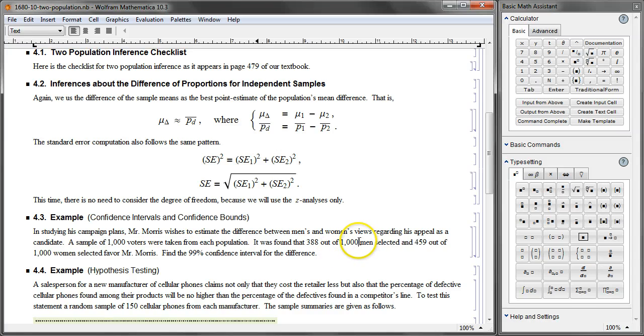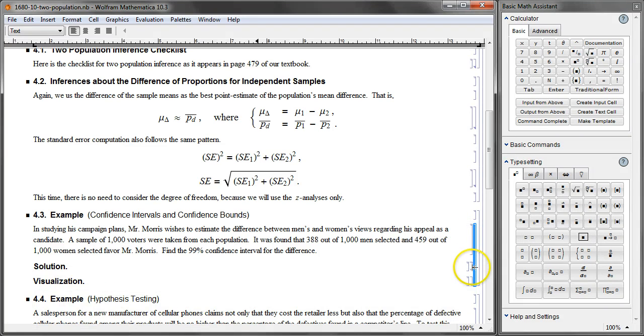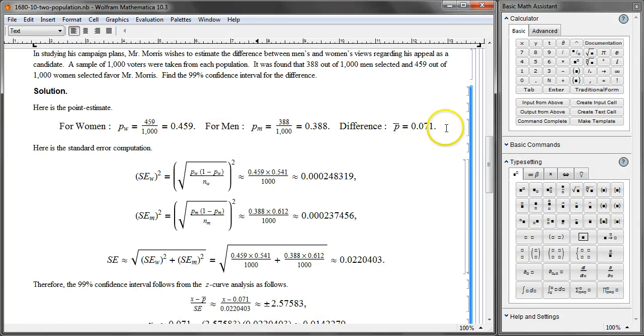Well, observed proportion for men is 388 over 1,000, so 0.388 or 38.8%. And for women, it is 0.459 or 45.9%. And the difference will be easy to calculate. And here it is. The difference is 0.071 or 7.1%, if you will. How about the standard error computation?